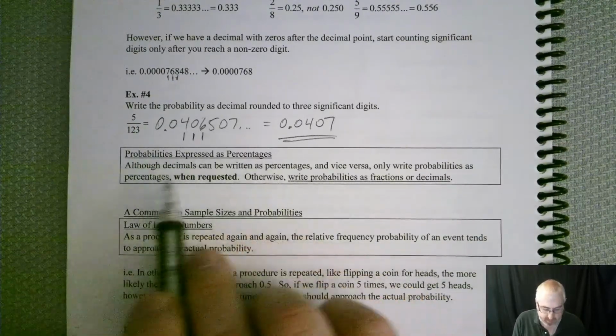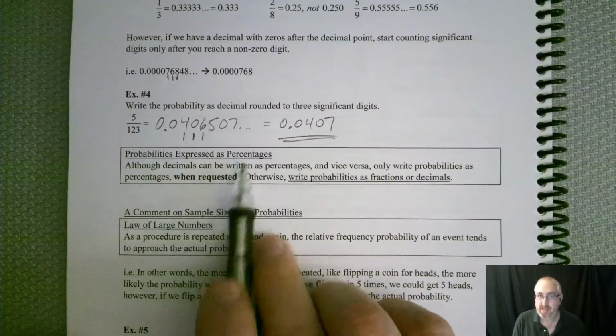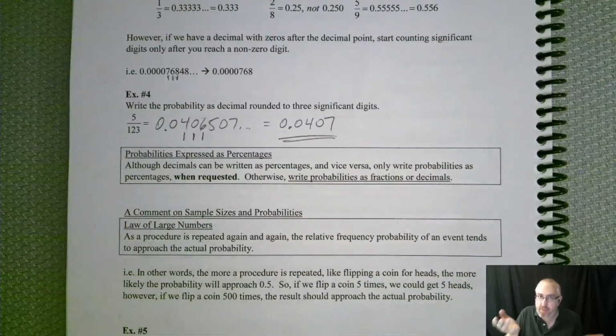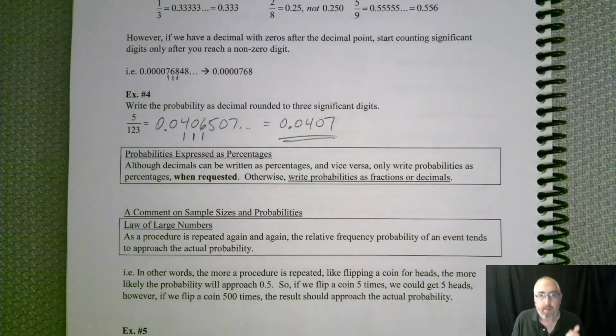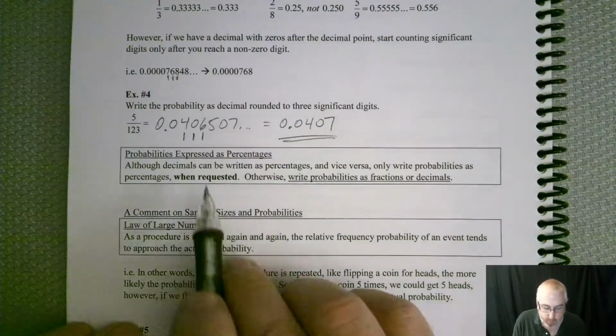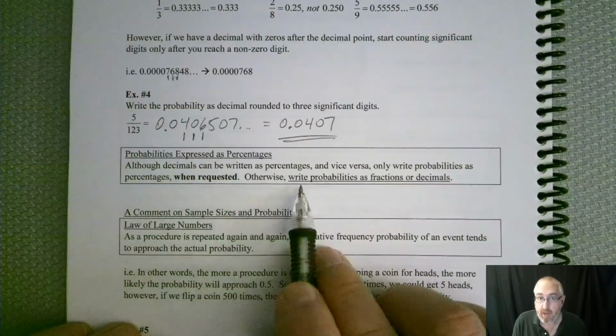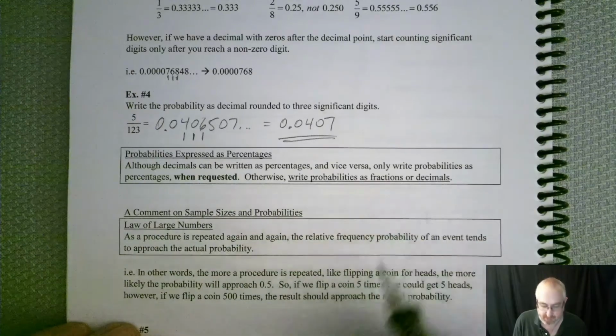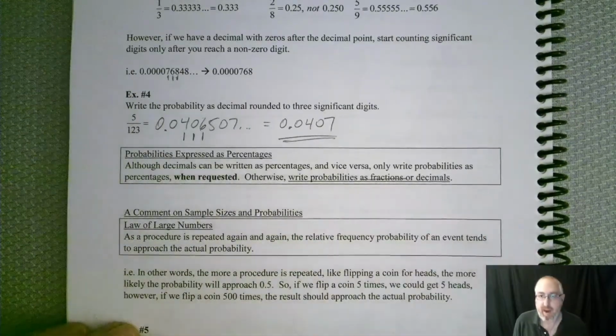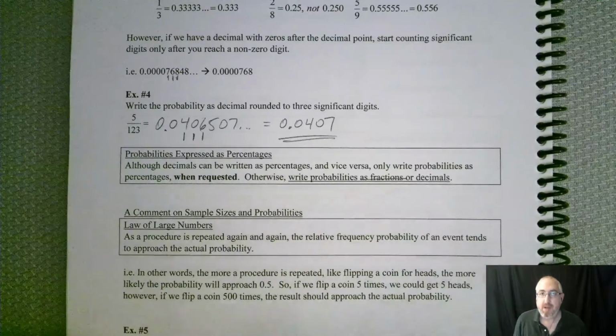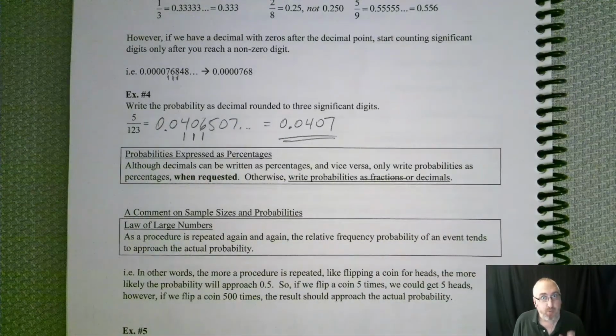Let's take a look at this next part, which is talking about percentages. So percentages are sometimes used as probabilities and vice versa. However, we're going to make it clear that we only want to use percentages when requested. Otherwise, write probabilities as fractions or decimals, and I would even cross out the fractions and just say decimals. So only write them as percentages when requested. If it doesn't say anything about percentages, then don't do it. Write it as a decimal. Okay?